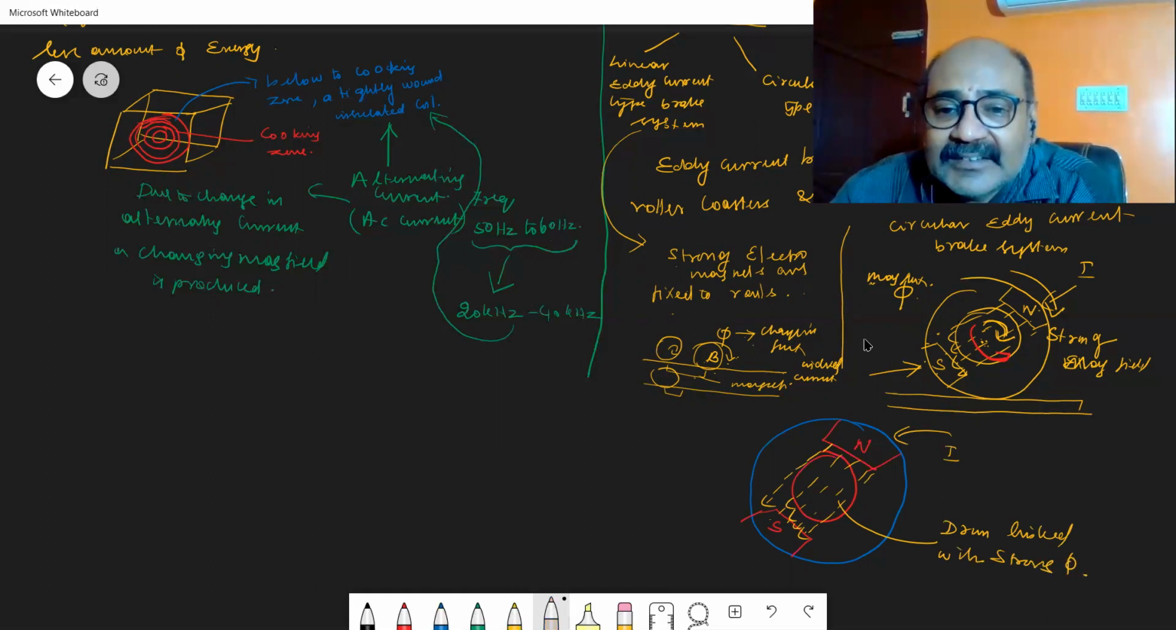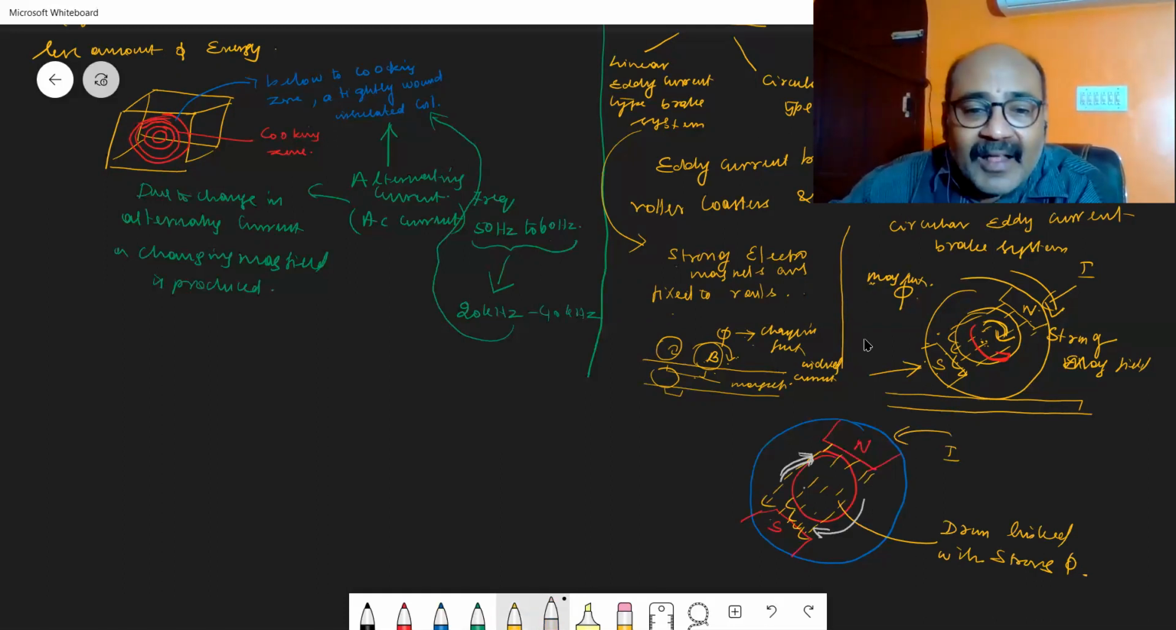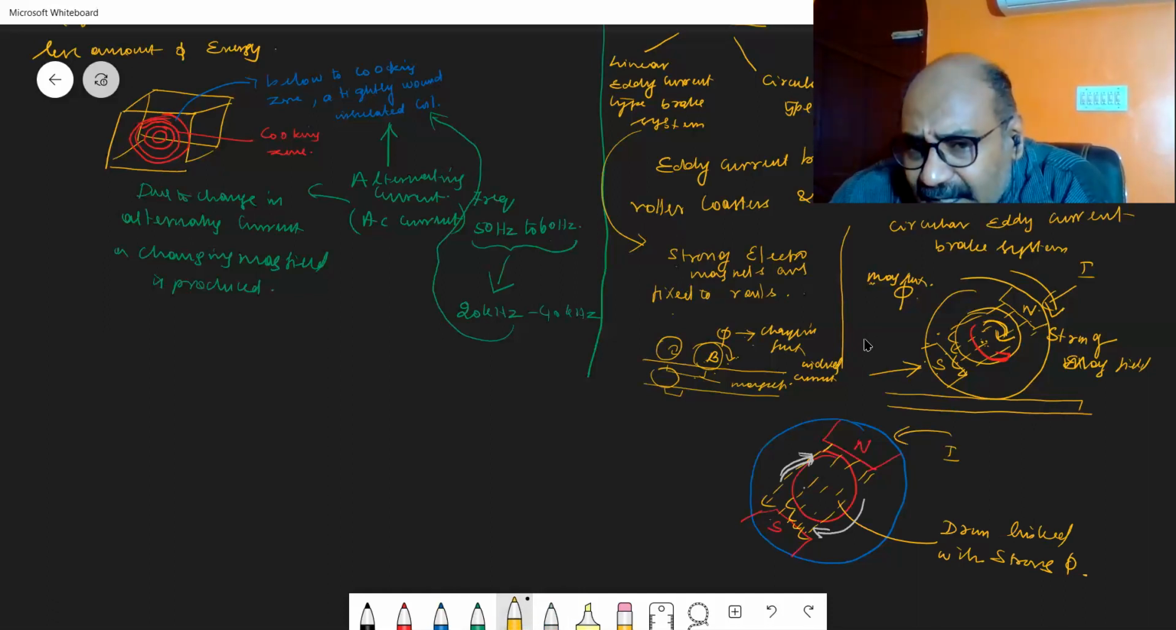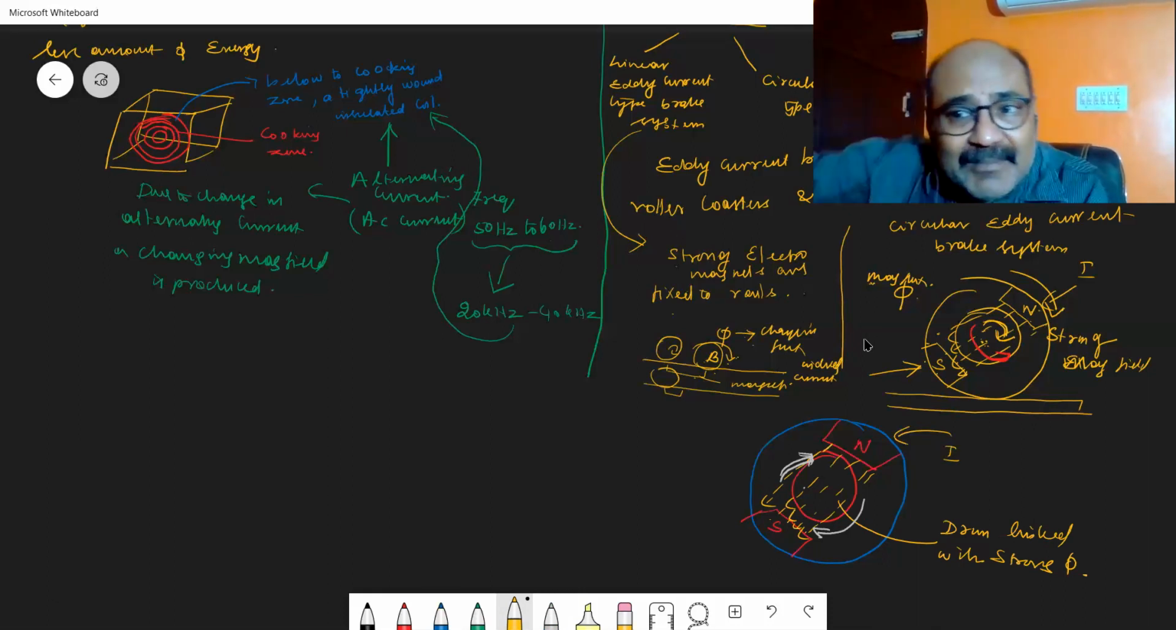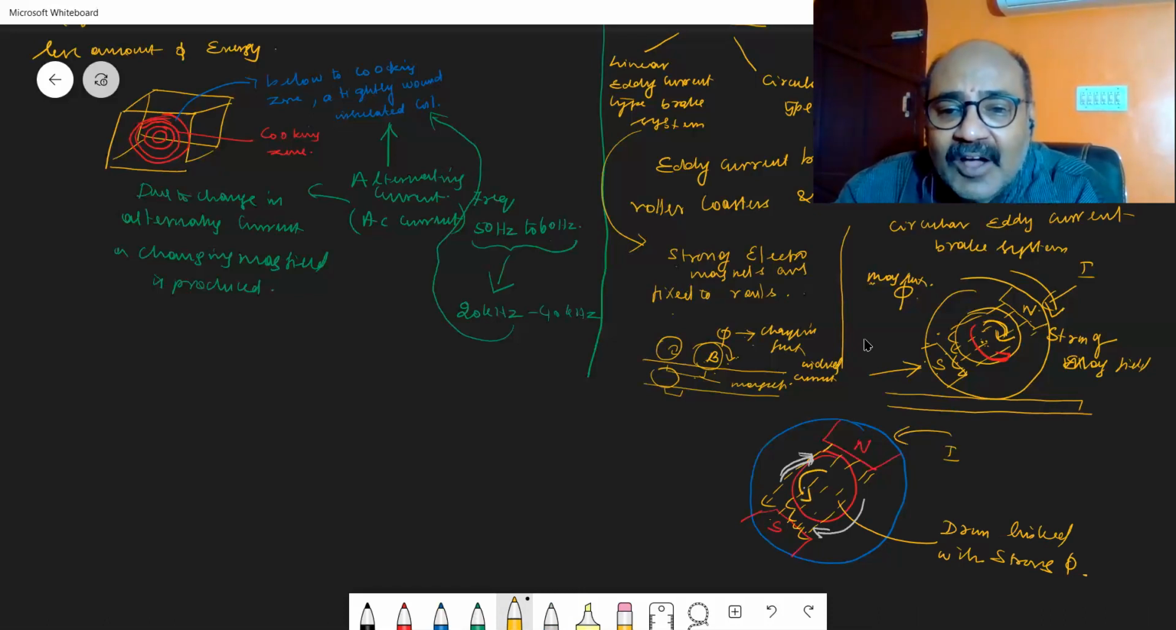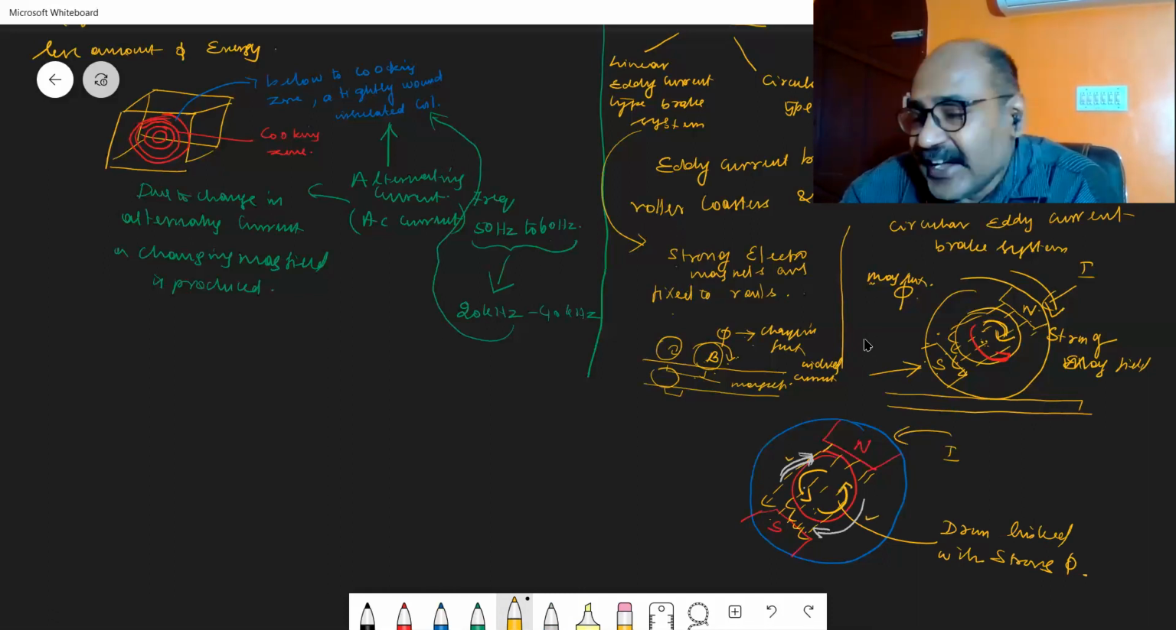Now consider this drum is made to rotate. The drum is rotating clockwise, meaning at this end it is going from left to right, and at this end it is going like this. Due to the rotation of this drum, there will be a change in flux. Due to the change in flux, an EMF is induced. That induced EMF will be in a direction opposite to the direction in which the flux changes.